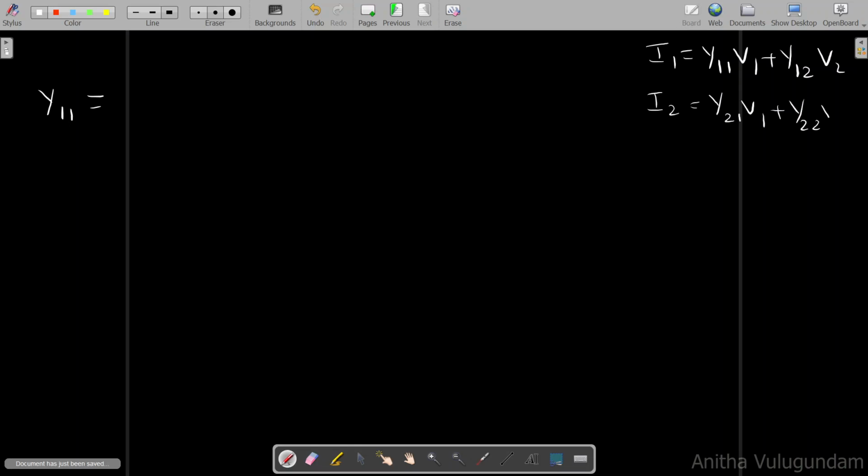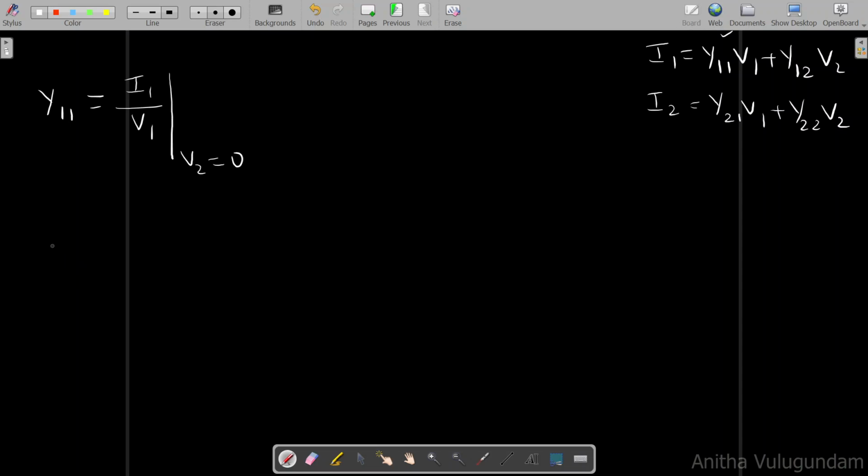This is how you can represent these two equations in matrix form. Let us write the parameters one by one. Let me write the main equations here: I1 equal to Y11 V1 plus Y12 V2, I2 equal to Y21 V1 plus Y22 V2. So we can write Y11 equal to, from the first equation, I1 by V1 when V2 equal to 0.